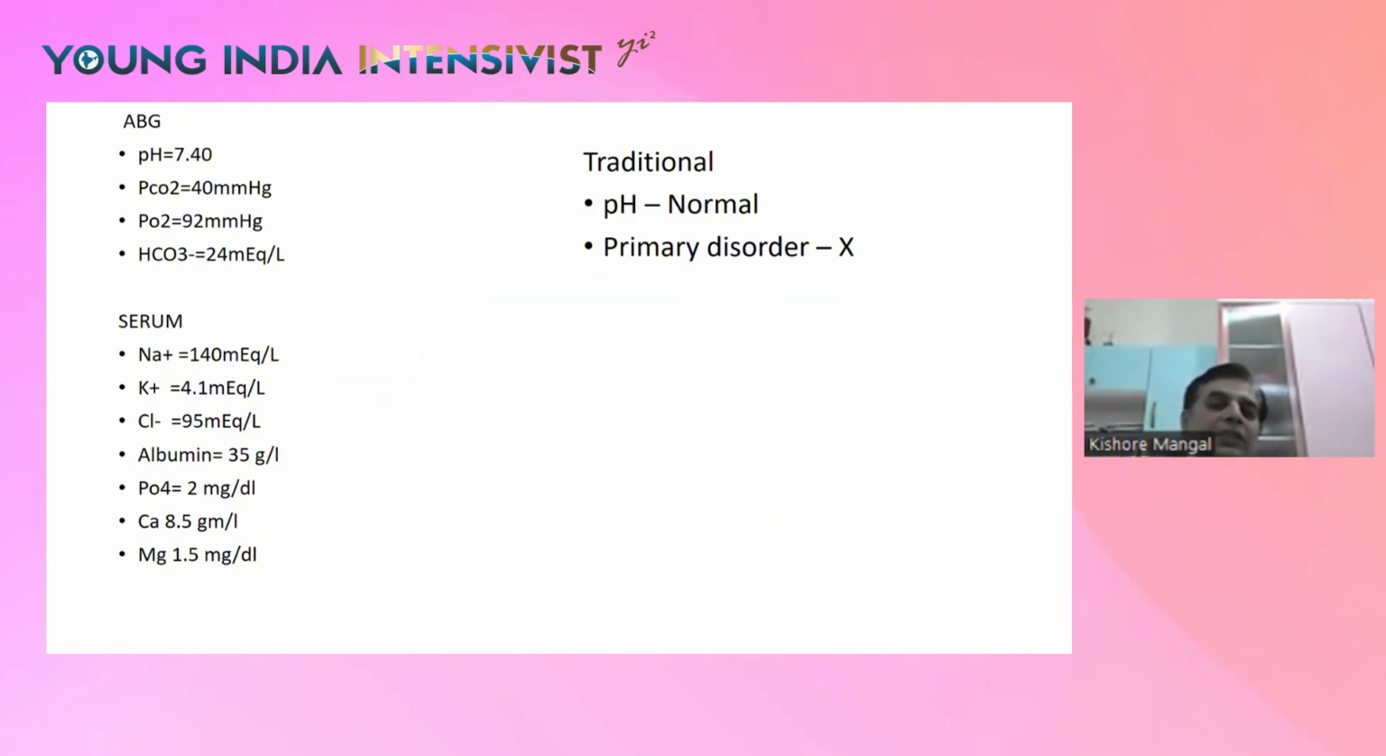So we get this ABG. The ABG shows pH 7.4, PCO2 40, PO2 92, bicarbonate 24, and these are the electrolytes which we get. Traditionally, we always look at the pH, PCO2, and bicarbonate, and we see here that the pH is normal, PCO2 is absolutely normal, and bicarbonate is absolutely normal. So in the traditional approach, everything is normal, and we don't have the base excess, so we don't know. Probably this is also normal. So either it is absolutely normal, meaning there is no primary disorder, or if we see Stewart's approach, can we get something else, or is that also showing us normality?